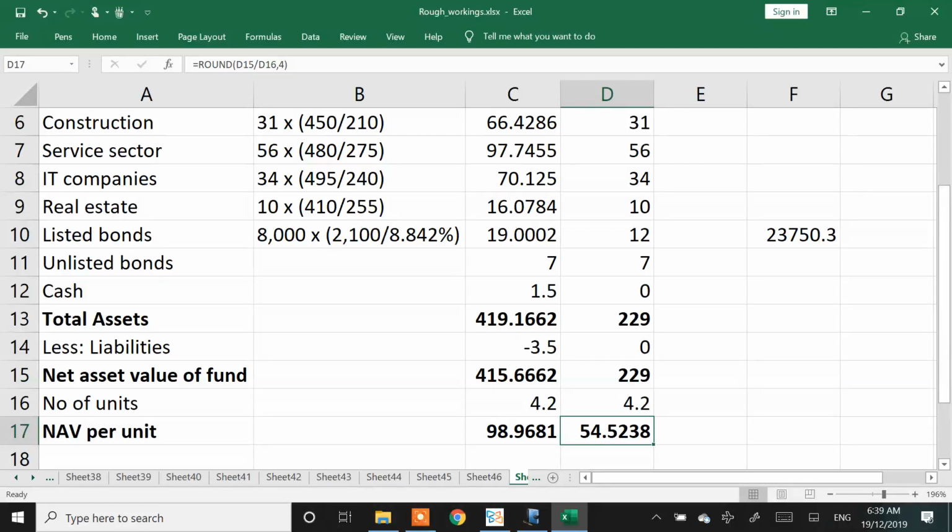So my opening NAV is going to be 54.5238. Any doubts on ending and opening NAV?